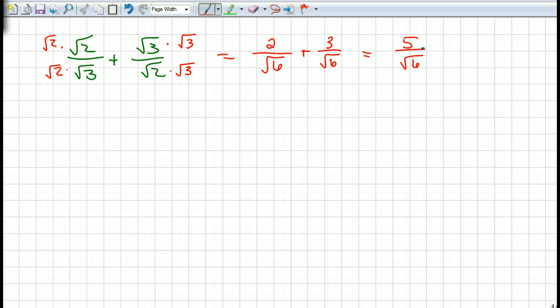I cannot leave it this way though, because it's got an irrational denominator. In standard mathematics, never leave a square root on the bottom. So how do I rationalize this? Yep, I'm going to multiply by square root of 6 on both top and bottom. So the final answer on this is going to be 5 square root of 6 over 6.